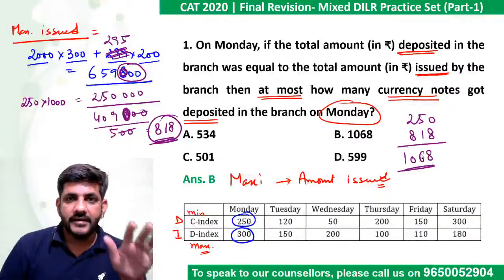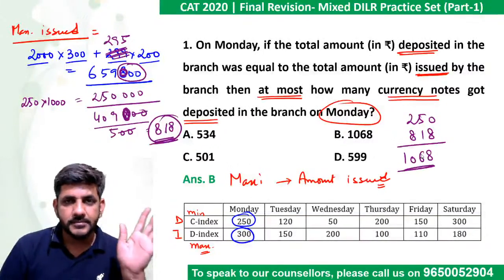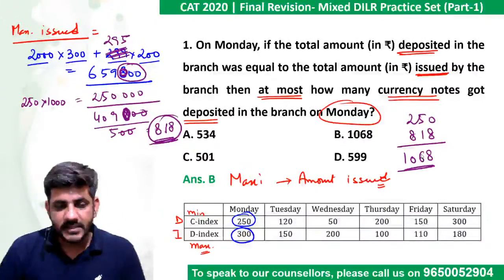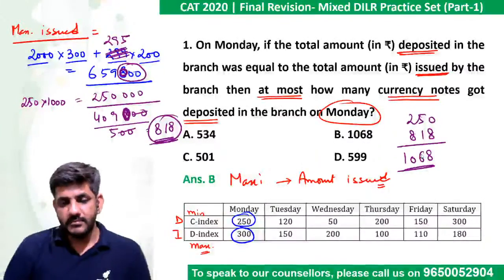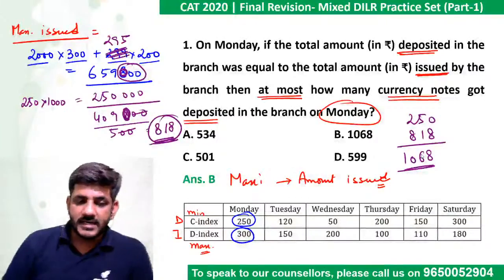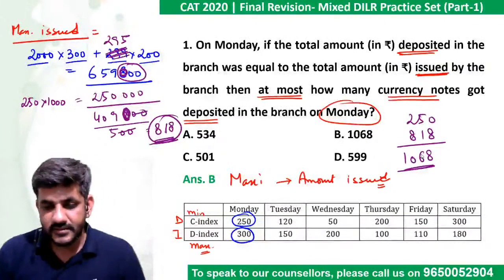Is that clear? Any further doubts at any of these steps? Just tell me, I'll explain that part again. Tell me at which step you have a problem, or if it is clear, just write clear, then I'll move forward to the next question.